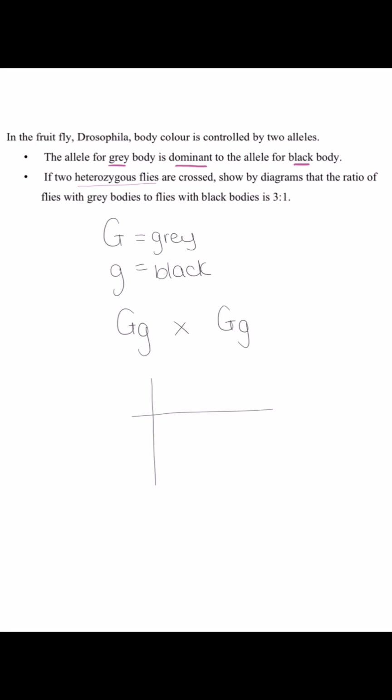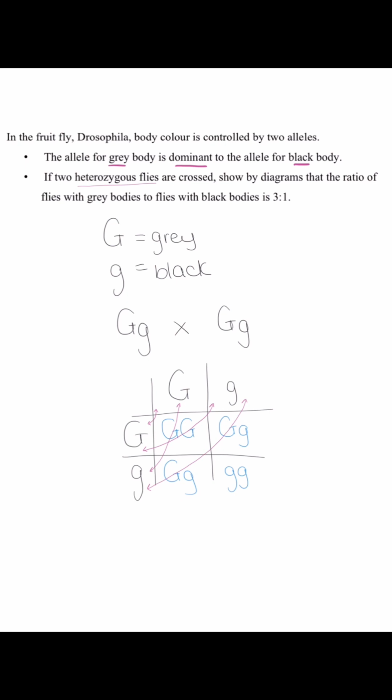Like the last video, it doesn't matter which one goes on top and which one goes at the side, so I'm just going to write both of them down. Multiplying these out, the first box is going to be capital G and capital G. The next box is capital G, small g. The next one again is capital G, small g. And the last one is small g, small g. When you're doing your Punnett squares, you don't need to put in those arrows. I'm just doing them to help show you where I'm getting those answers from.